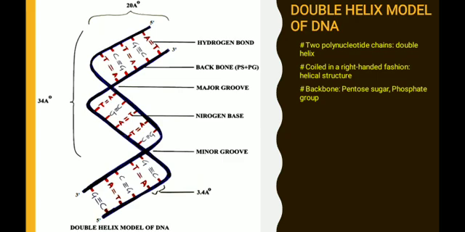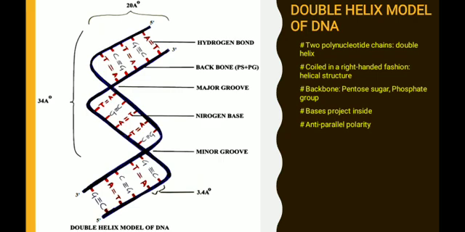But a polynucleotide chain consists of three important chemical components: phosphate group, pentose sugar, and nitrogenous bases. But the backbone is specifically made up of pentose sugar and the phosphate group. And the nitrogenous bases project inside. That means the nitrogenous bases are arranged internally and they are arranged at right angle to the backbone.